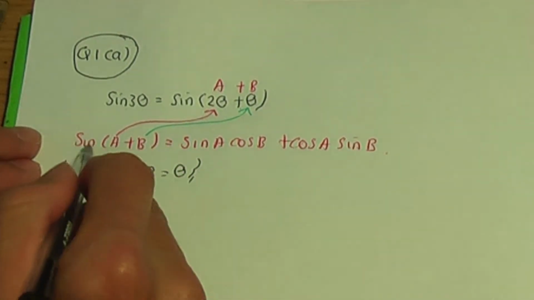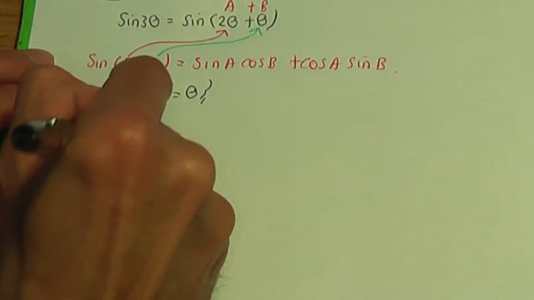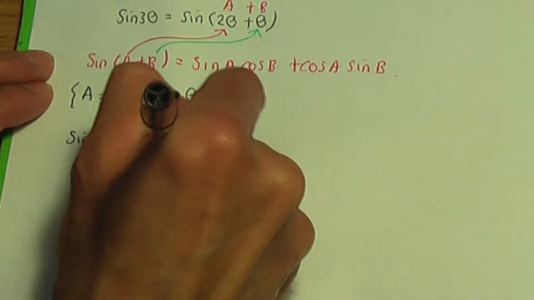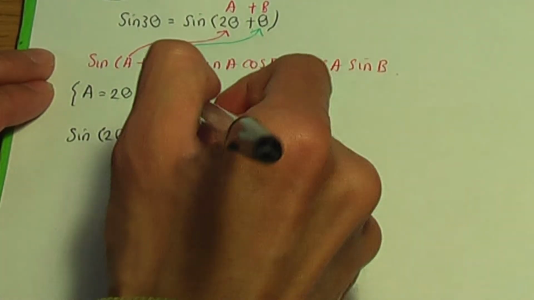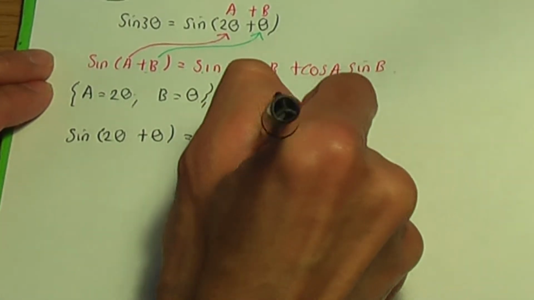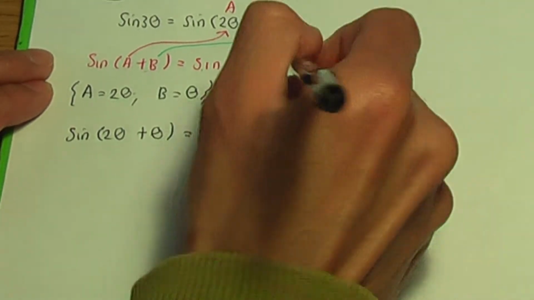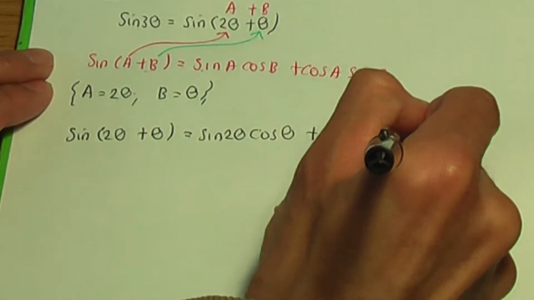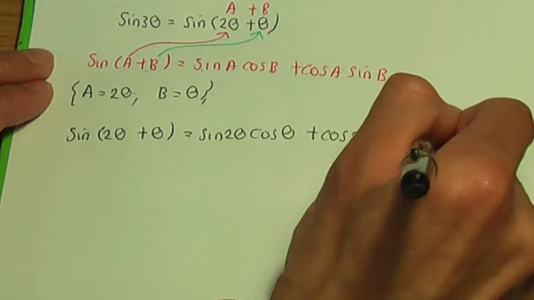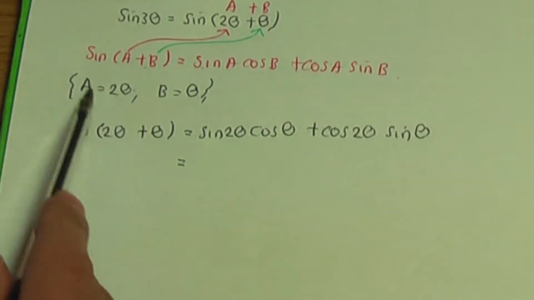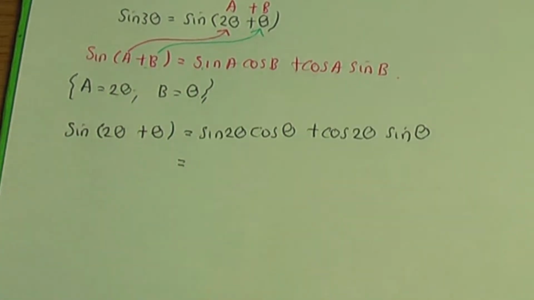So if I replace A and B in the formula, we're therefore going to get that sine of A, which is 2 theta, plus B, which is theta, is equal to sine A, in this case 2 theta, cos of B being theta, plus cos A, which is 2 theta, sine B being theta. So that is what we have at the moment upon replacement of A and B in the compound angle formula for sine of A plus B.